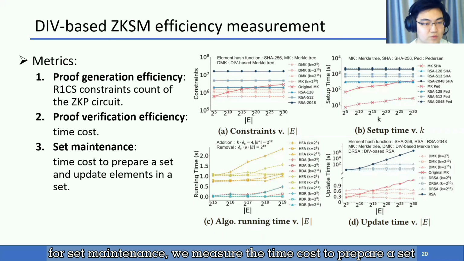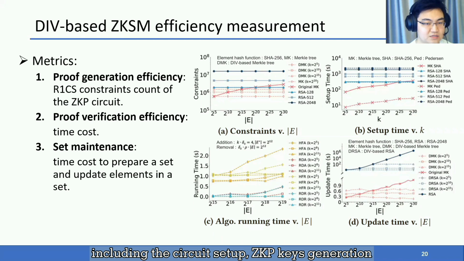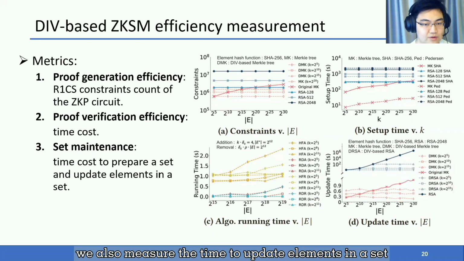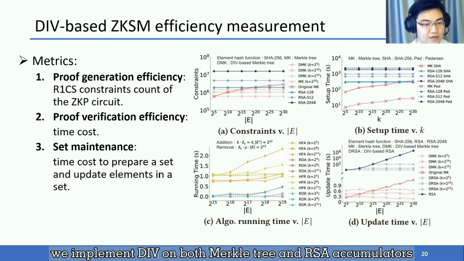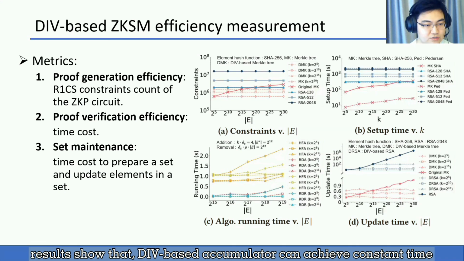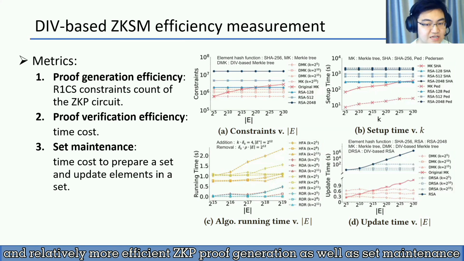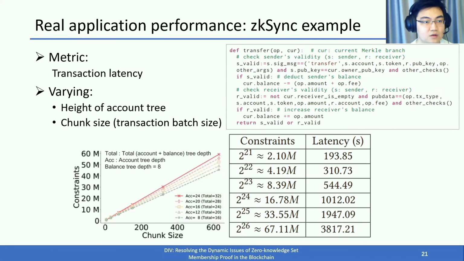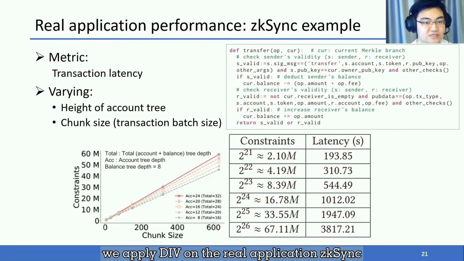For set maintenance, we measure the time cost to prepare a set, including the circuit setup, ZKP case generation, and running the element assignment algorithms. We also measure the time to update elements in a set. We implement DIV on both Merkle tree and RSA accumulators and compare DIV-based and original accumulators on different cryptographic security levels. Results show that the DIV-based accumulator can achieve constant time and relatively more efficient ZKP proof generation as well as set maintenance. Finally, we apply DIV on the real application ZK-Think.